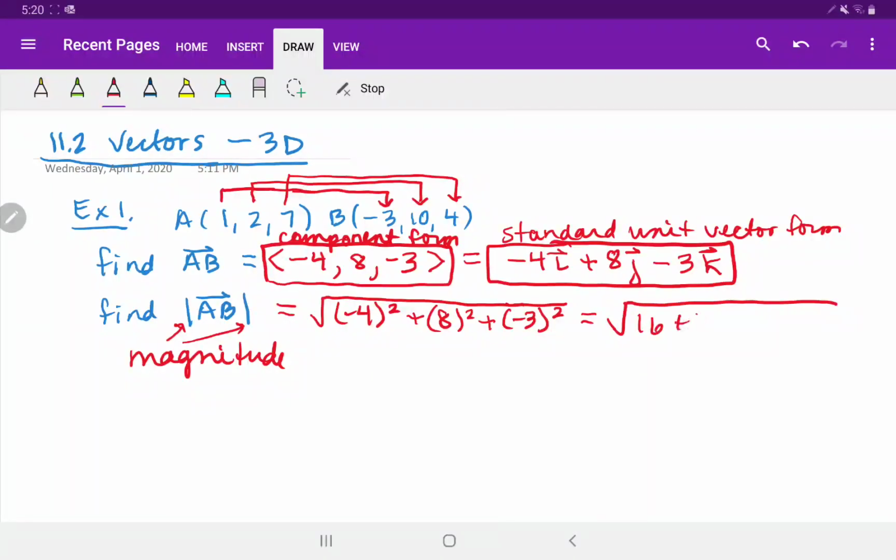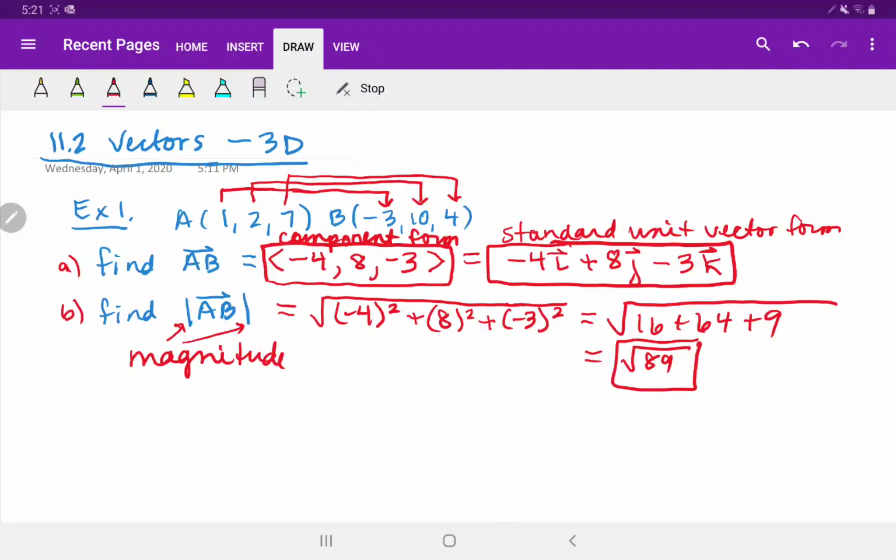So this would be 16 plus 64 plus 9. So that would be the square root of 89. And then try to simplify if you can, but I don't see a simplification, so that's it. So that would be the answer for the magnitude. We'll call this part A and part B.